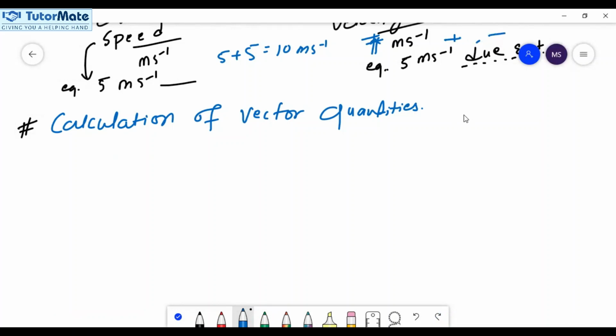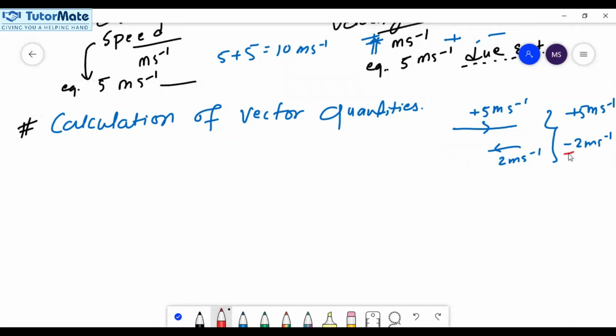For example, if a man has a velocity in this direction of plus 5 meter per second, and the same person returns back at maybe 2 meter per second, then we have to present this as one being plus 5 meter per second and one being minus 2 meter per second. Why? Because of the direction. The value itself is not negative, but due to the direction, it is negative. This is the direction part. Okay, is it clear?